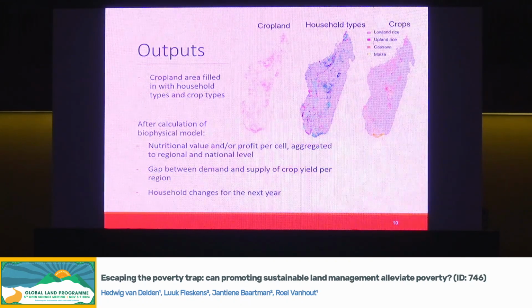So outputs of this farmer decision model are, if you see the pictures up there, a cropland area from the land use model, filled in with different household types, and then also different crops. At the end of this calculation, and once the biophysical model is calculated as well, we have the nutritional value if you are just a subsistence farmer, or also the profits if you sell your crops, and that is then aggregated and used in the processes at regional and national level. We also know the gap between the demand and supply of the crop yield and the household changes for the next year.